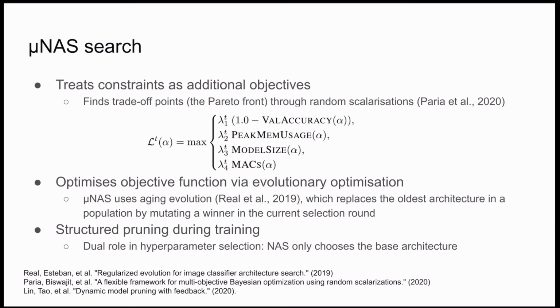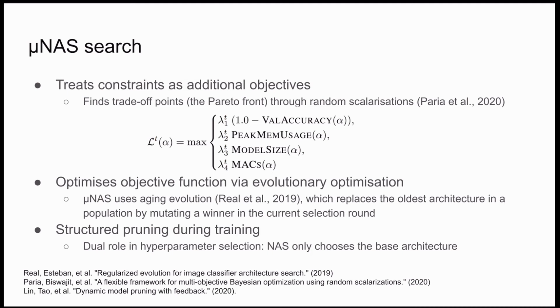Now, the search itself is done using an evolutionary optimization. In particular, we use an algorithm called aging evolution, which works by replacing the oldest architecture in the population by an offspring of a winner architecture, depending on the current selection round.